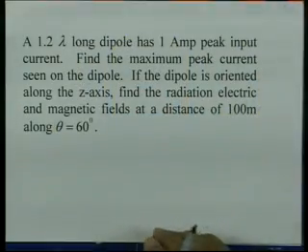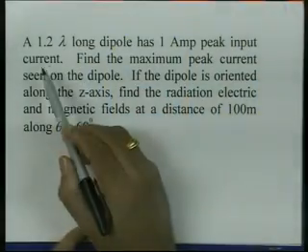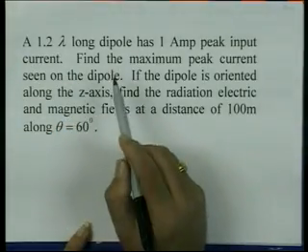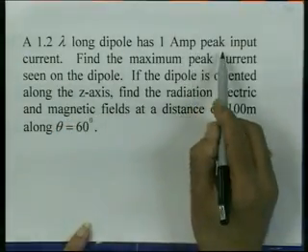Let us now take some problem based on the dipole which is having a finite length. As we know, the Hertz dipole is infinitesimally small, its size is much smaller than lambda, whereas in practice we require dipoles which have substantial length. So, in this case the problem is a 1.2 lambda long dipole has 1 ampere peak input current.